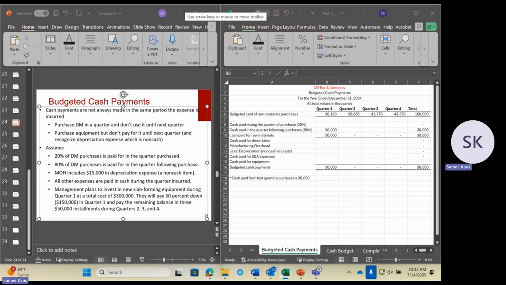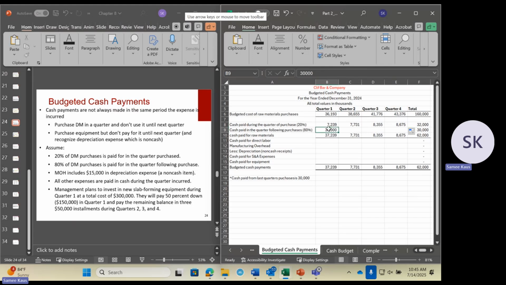Now I'm asking myself, how much do I pay for that during the quarter? Well, I pay for 20% of my direct materials in the quarter that I purchase it. So I'm going to pay my vendor 0.2, or 20%, of my $30 million of direct material purchases in the quarter that it was incurred. And remember, I just have these sum functions going on over here.